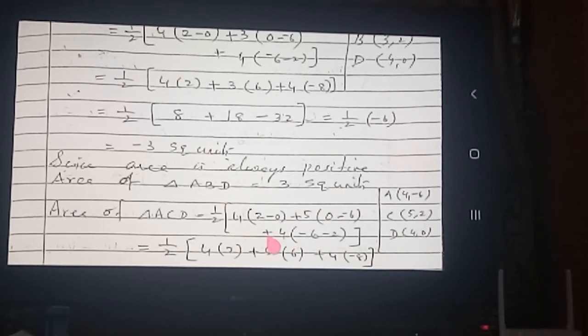So here what will come? 4 into 2, 8. Okay. 5 into 0 minus 6, what will come? Plus 6. And 4 into, here minus 6 minus 2, how much? Minus 8.